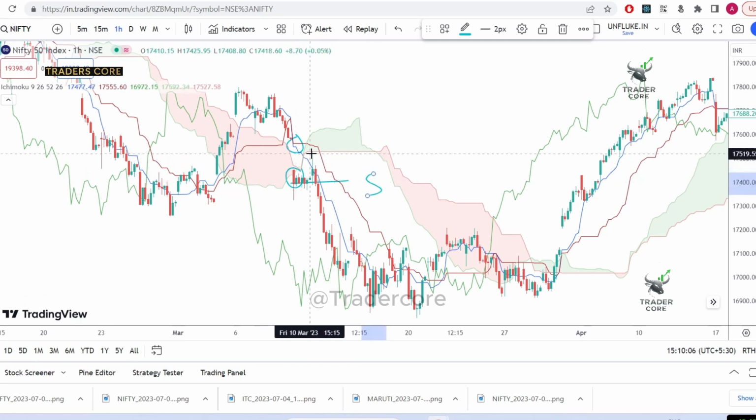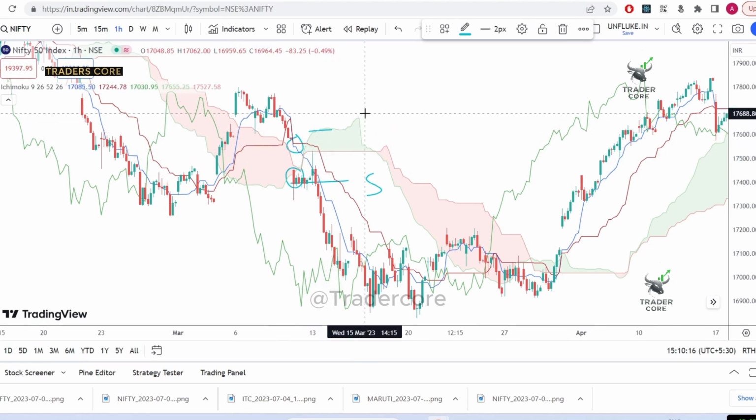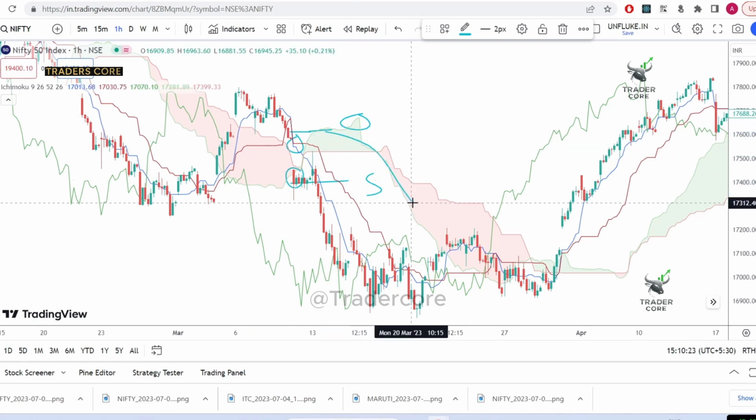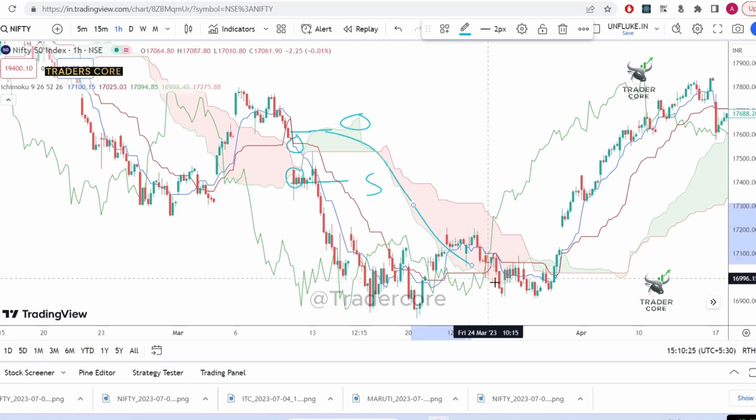I will put my initial stop loss somewhere around this level, the blue level, and I will not increase my stop loss. It will be the same, but once it starts to go down, I will keep trailing it with the blue line, and you will notice that it will get hit somewhere here. So this is how I trade with Ichimoku Cloud.